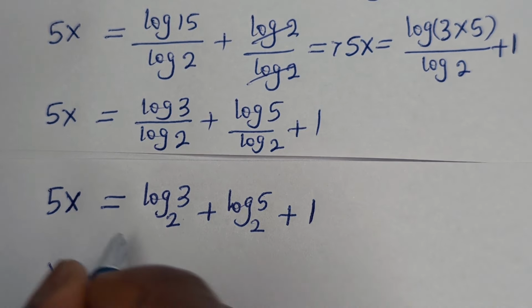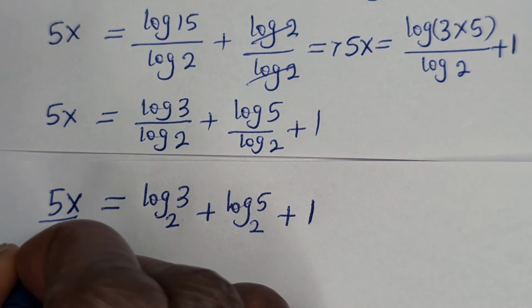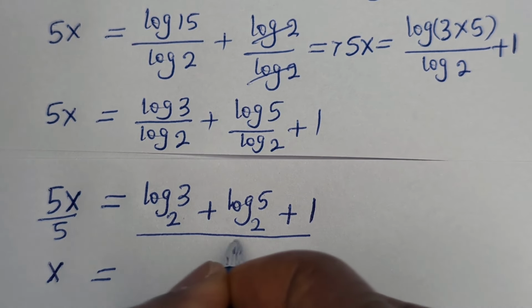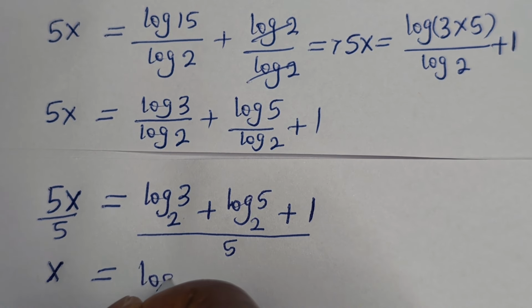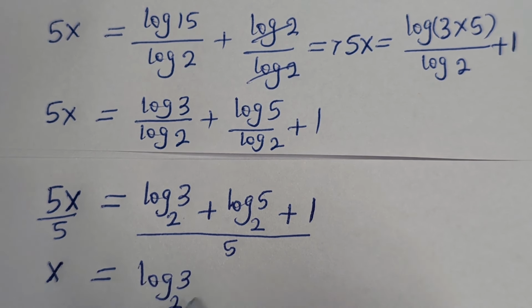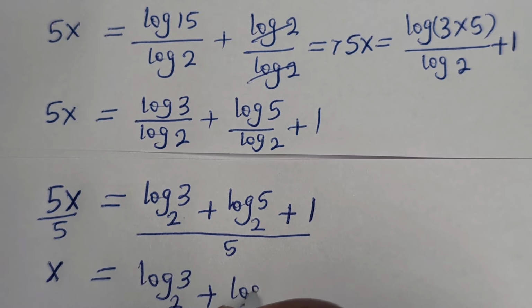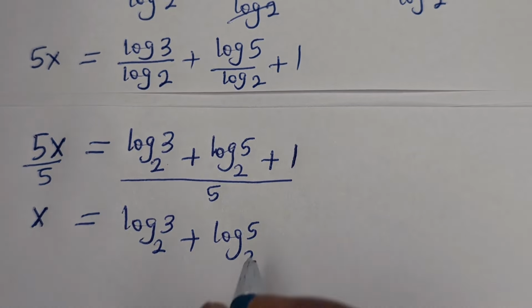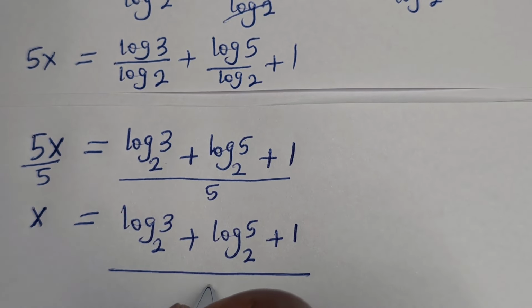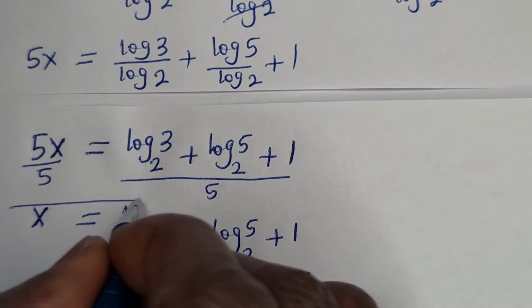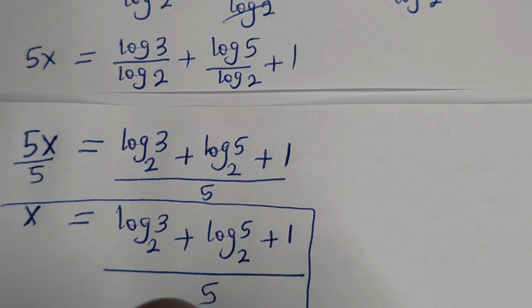x is equal to, if you divide both sides by 5, we have log 3 base 2 plus log 5 base 2 plus 1, over 5, and this is the final answer.